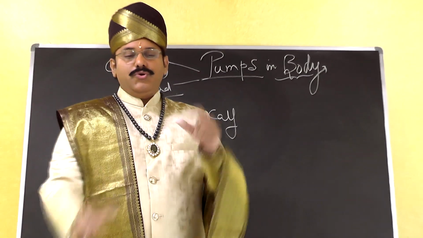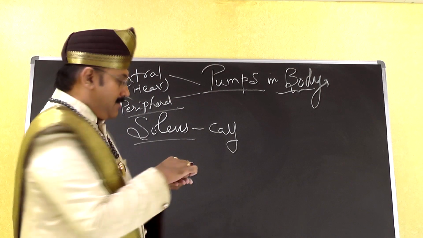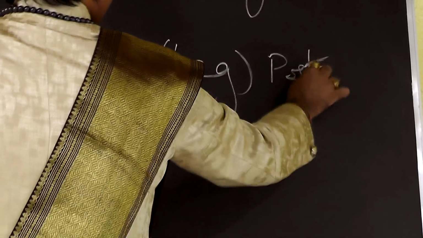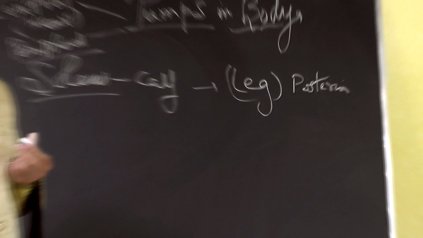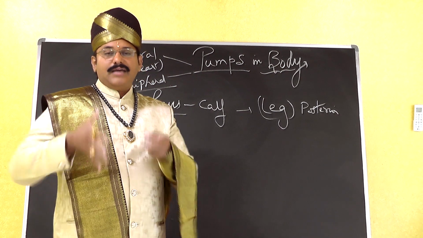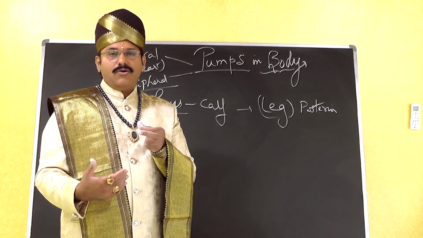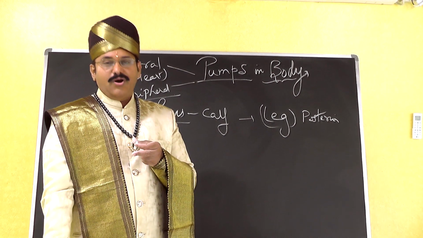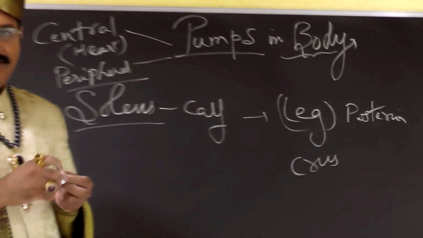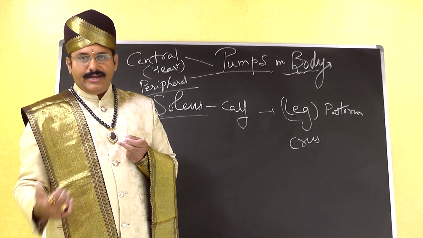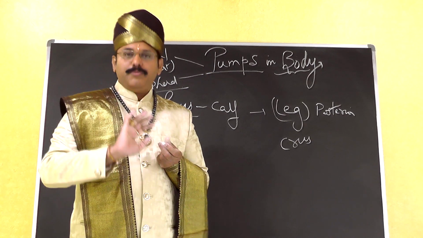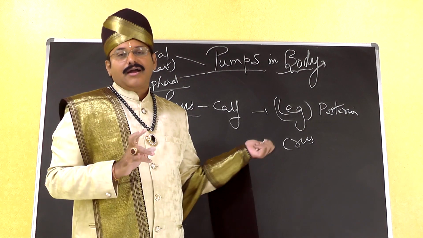Now what is the calf? The posterior portion of the leg is called the calf. Now what is the leg in anatomy? Leg in anatomy is from the knee joint to the ankle joint. See, what you are having is the lower limb. In the lower limb you have the upper portion called the thigh. Below the thigh you have got the knee joint. From the knee joint you have got the leg, also called the crus. So below the knee joint, up to the ankle joint, that portion of the lower limb is called the leg in anatomy, also called the crus. The posterior portion of the leg has the calf muscles.